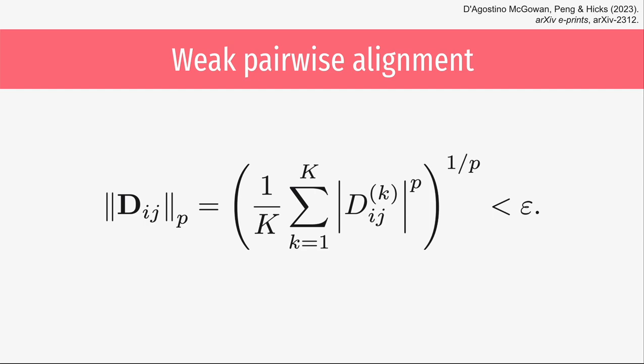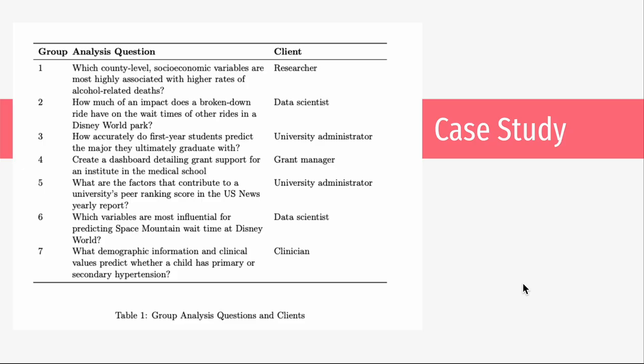Or you could define weak pairwise alignment. With this definition, the analyst and audience might differ slightly with respect to how each individual principle is allocated, but the overall differences would be small. So the choice of p here, the norm, would have an impact on how much deviation is allowed between the analyst and audience and how much any single principle may differ. And so we think defining this mathematically makes some sense because it can help us build this framework that we can then use.